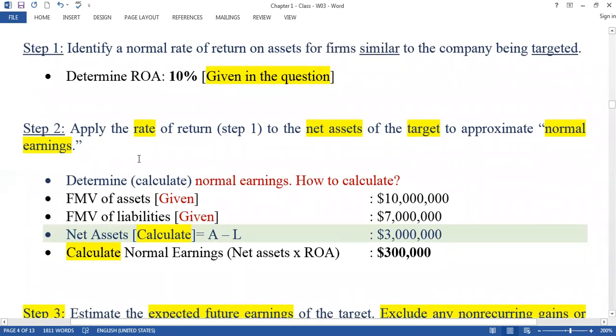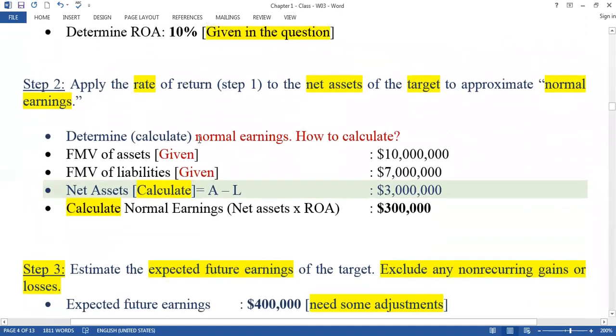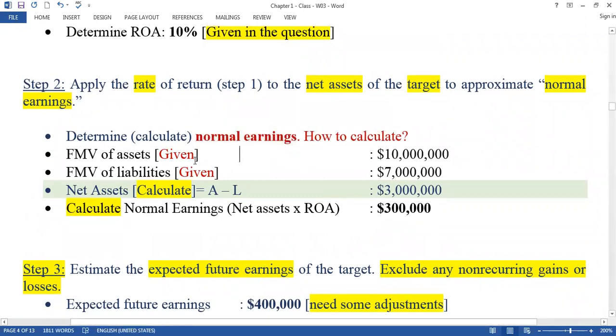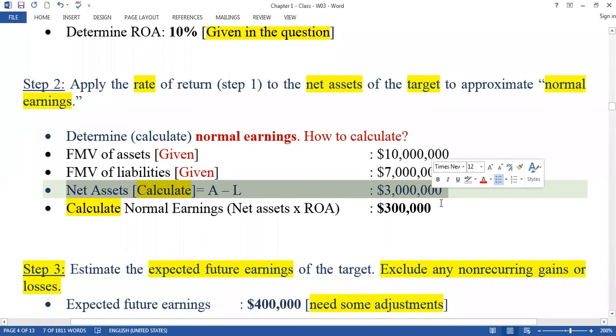Now step 2. In the step 2, we are going to calculate the normal earnings. And how to do that? First, we should have fair market value of the asset. It is given in the question. Then you have to read the question to find out what is the fair market value of liability. And based on these two information, one of the most important point here is to calculate the net asset.